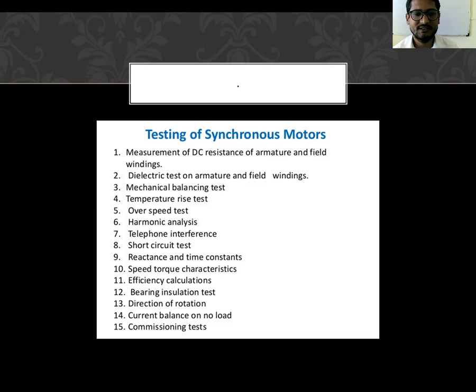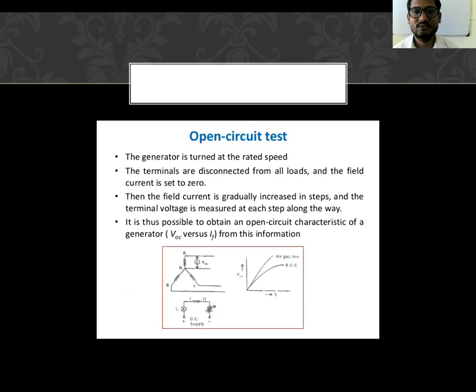10th is speed torque characteristics. 11 is efficiency calculation. 12 is bearing insulation test. 13 is direction of rotation. 14th is current balance on load, and the last one is commissioning test. These are the tests which are performed on synchronous motors.